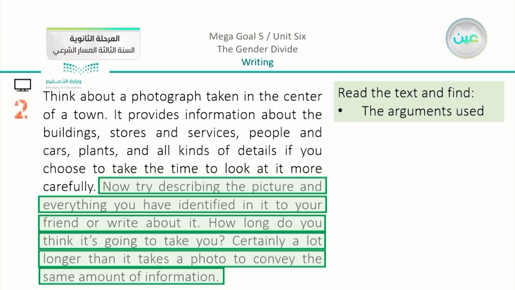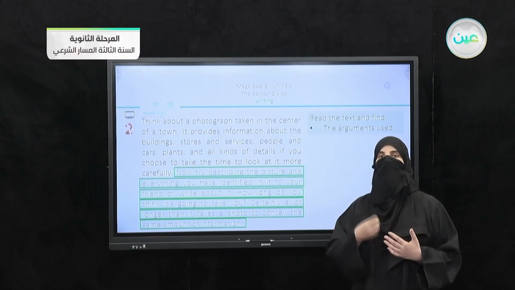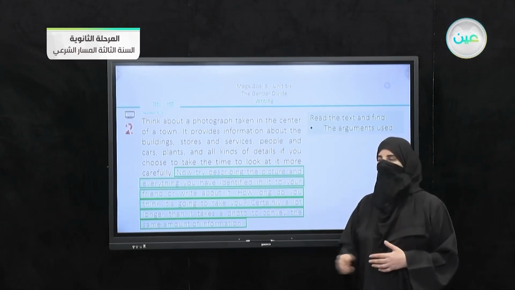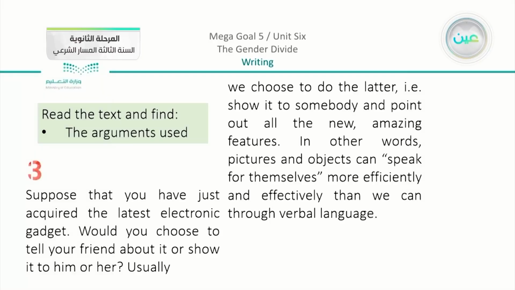So here the writer is asking you to try something as a way to prove his point of view. So this is going to be the argument in the second paragraph.